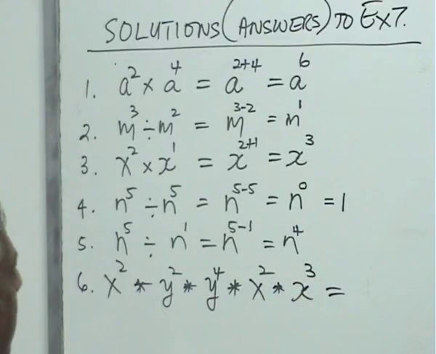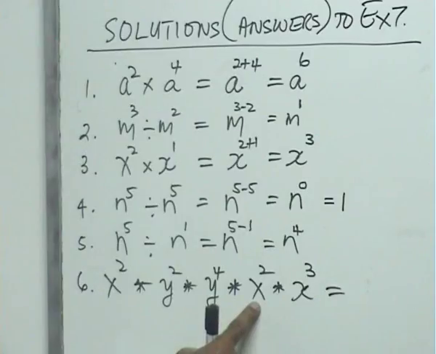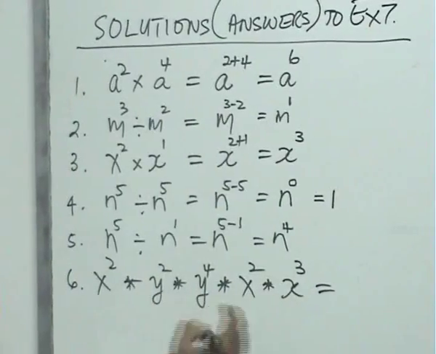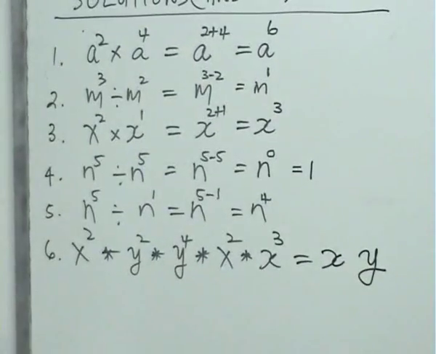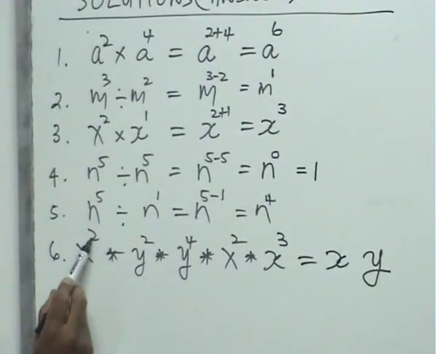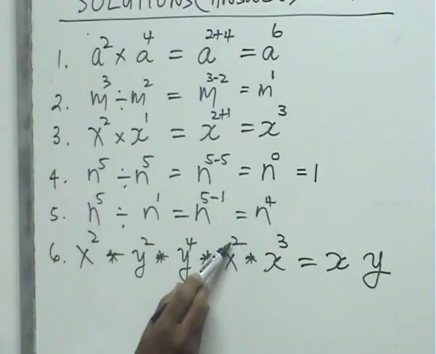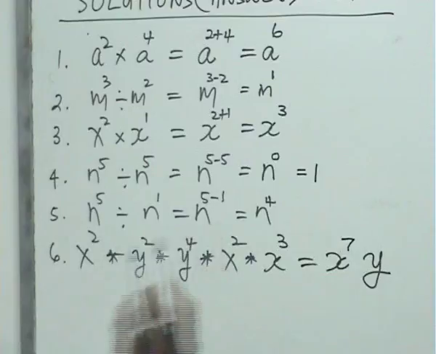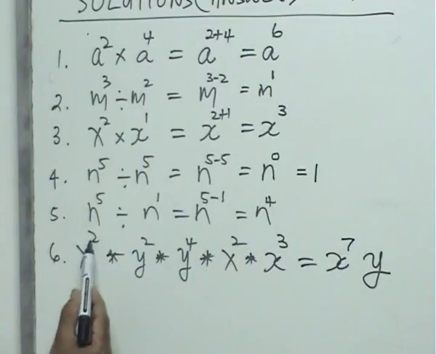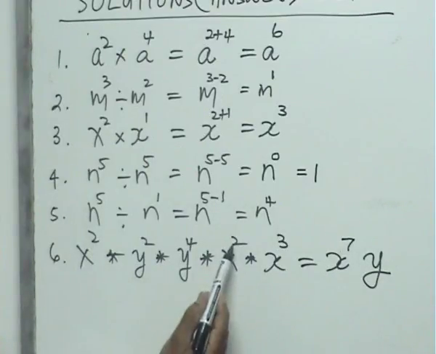So you've got different bases here. So there's x and there's y. So you write down x and you write down the y. Now you add for the x's. 2 plus 2, 4 plus 3, 7. So I just write the final answer. I'll repeat. 2 plus 2, 4 plus 3, 7.